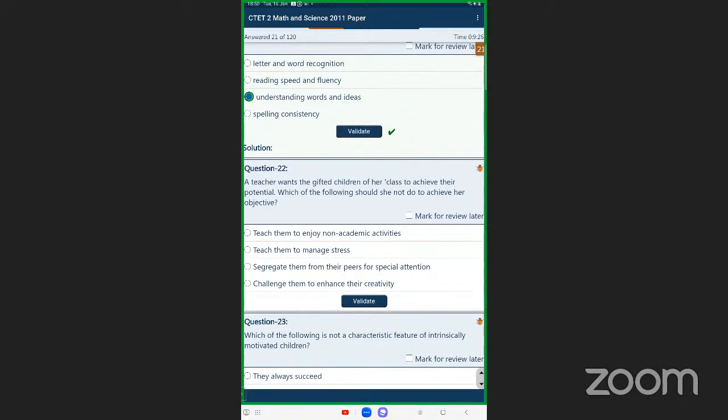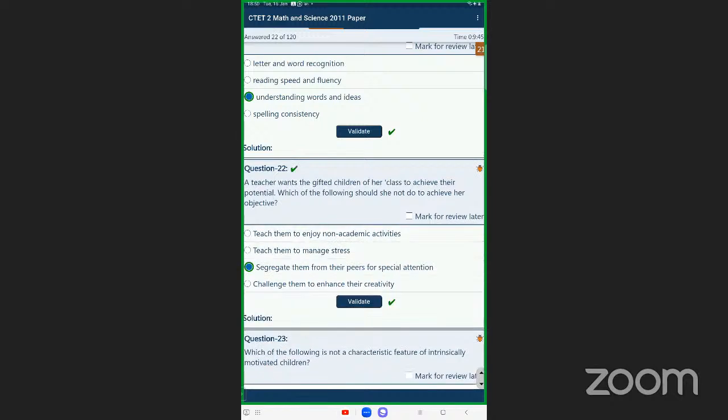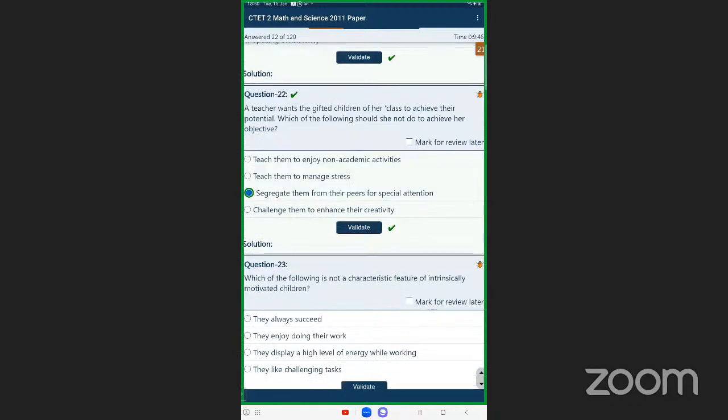The next one, student, that is question 22. They are saying a teacher wants her class children to achieve their potential. Which of the following should she not do to achieve her objective, student? Segregate them from their peers for special treatment. It is not the aim to segregate, student. This is not the aim.